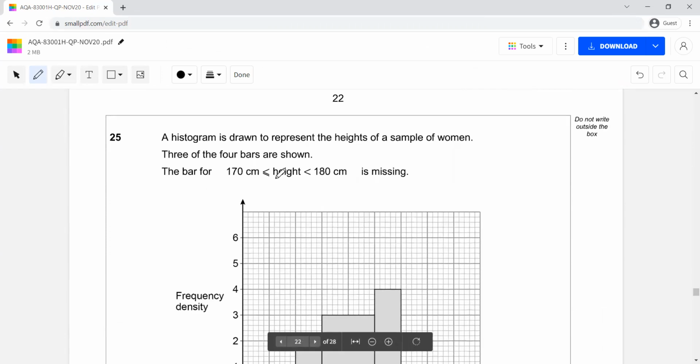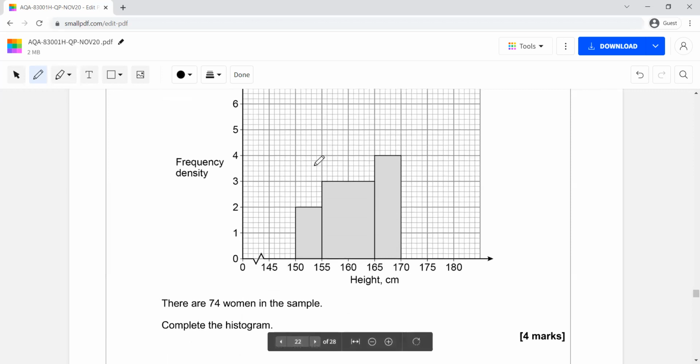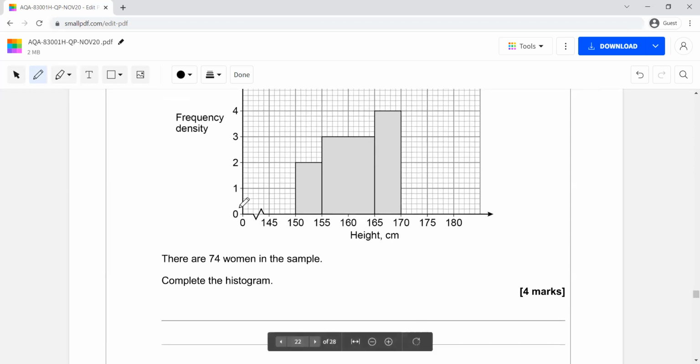Okay, question 25. A histogram is drawn to represent the heights of a sample of women. 3 of the 4 bars are shown. The bar for heights between 170 and 180 is missing. There are 74 women in the sample. Complete the histogram. Okay. Before I do anything, I'm going to write down the key formula, which is frequency density.